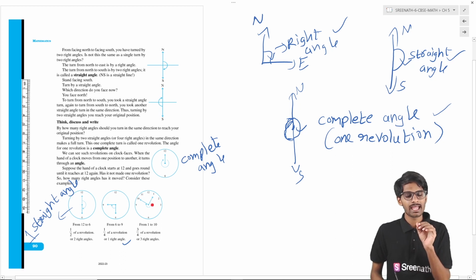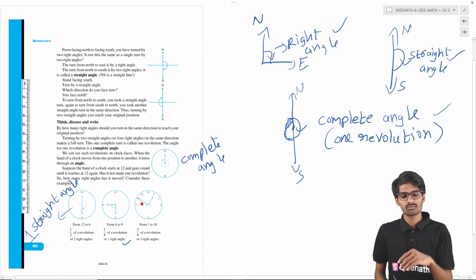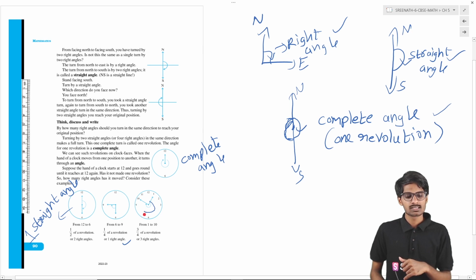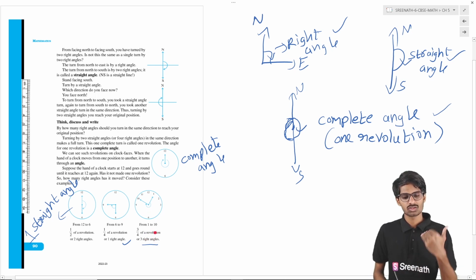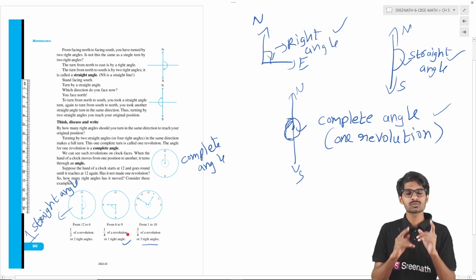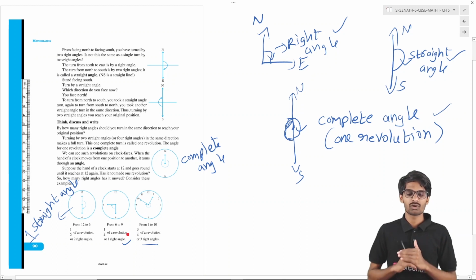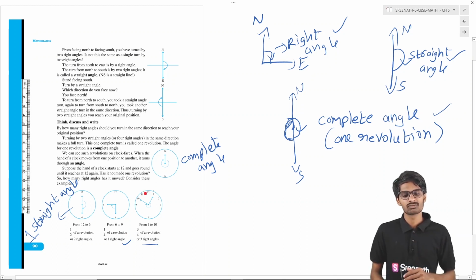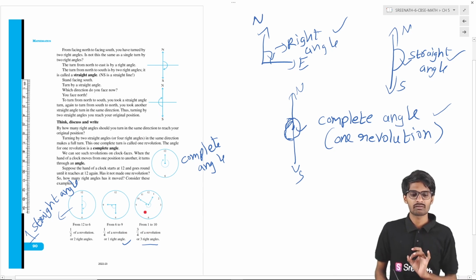But we want the angle between these two lines in the clockwise direction, not in the anti-clockwise direction. Clockwise direction is you have to see in this direction. So in this direction it has moved almost 3/4 of a revolution, or 3 right angles. It has moved 3 right angles, students. Revolution means one complete movement, one complete angle. So here basically it is 3/4 of a revolution.